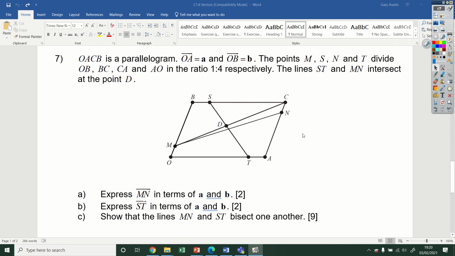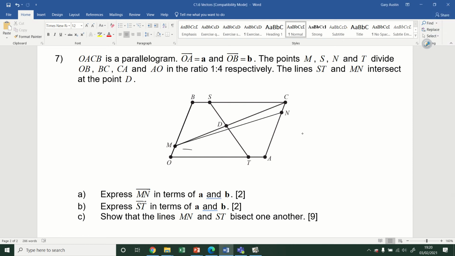Okay, final question. So this is the most complicated one, as you can probably expect from the picture, but it uses ideas that we've covered in previous lessons. So we've got a parallelogram, OACB, that's the whole entire shape. We've got OA given as small a, and OB given as small b. And then we've got these other points, M, S, and T, dividing their respective sides of the parallelogram. They're also dividing in the ratio 1 to 4 all the way around. So OM to MB is 1 to 4, BS to SC is 1 to 4 as well, and so on.